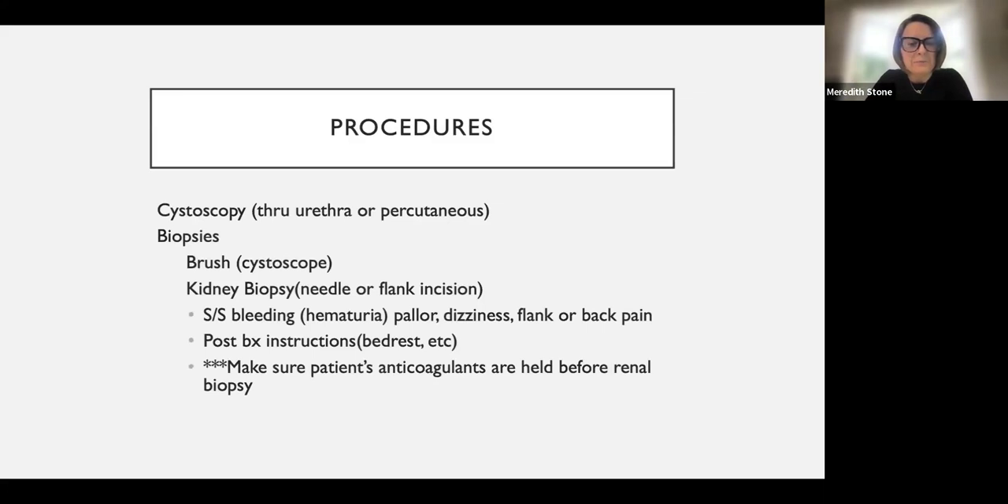Sorry, I got ahead of myself, but these are going to be the most common procedures that are used to visualize the kidney and the bladder, testing for the different disorders. With kidney biopsies, they can sometimes go in with a needle, or they might have to make an incision through the flank area. So that is why the risk of bleeding, etc., is higher, and why they'd have to hold their anticoagulants.